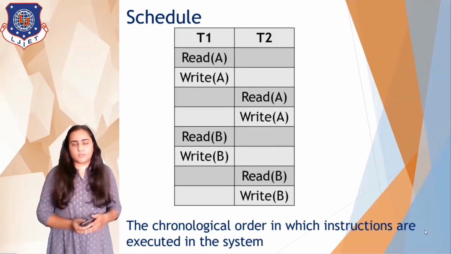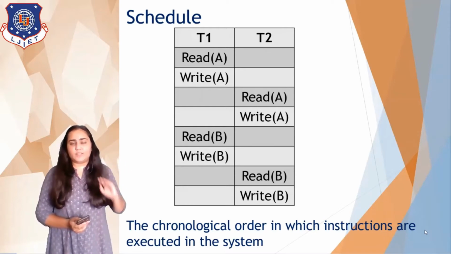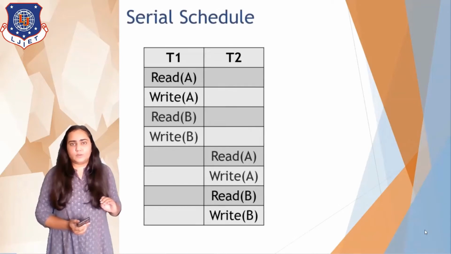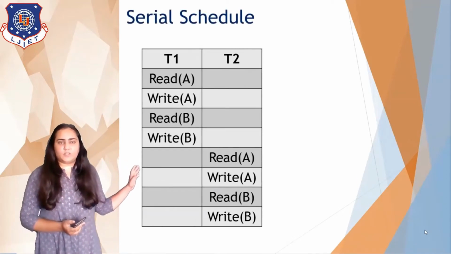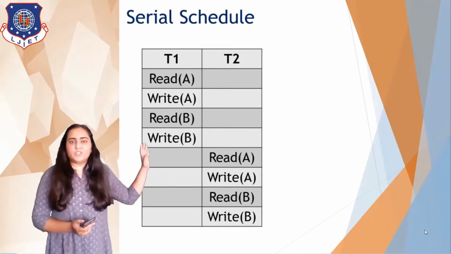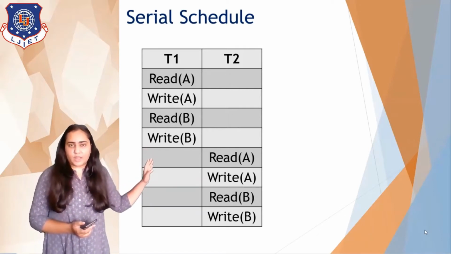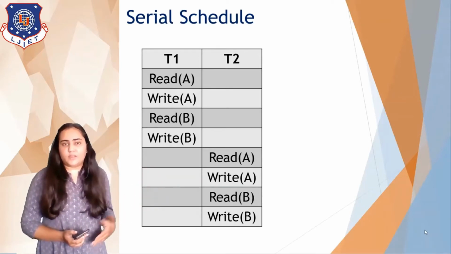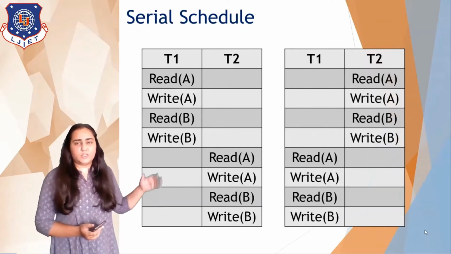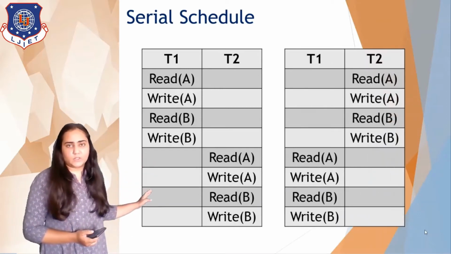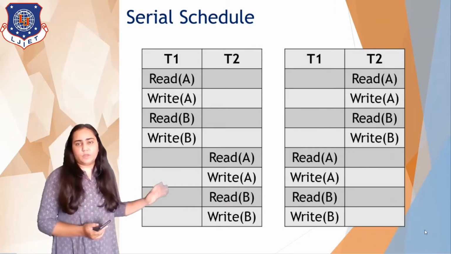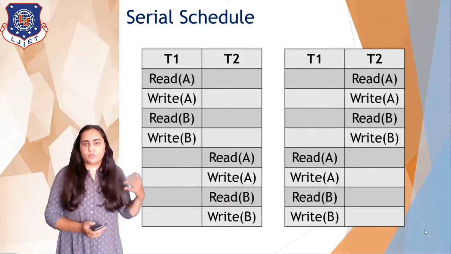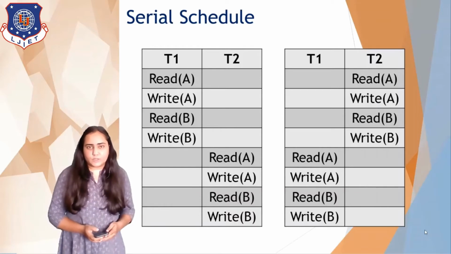But there is also a way of having a serial schedule. A serial schedule is a schedule where one transaction happens, and once it's over, then the second transaction happens. So let's take a look at it. This is one serial schedule where the transaction T1 happens first, and once it is fully finished, only then transaction T2 starts and does its work. So you can also have another variant of this where transaction T2 happens first and then transaction T1 happens. So this way you can have serial schedules where one transaction takes place after another transaction.